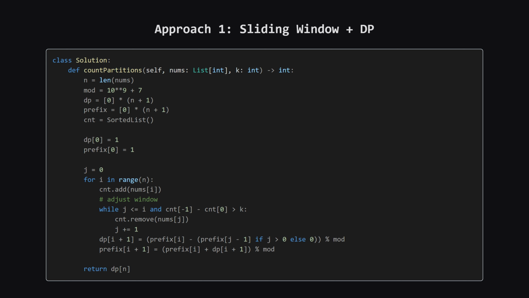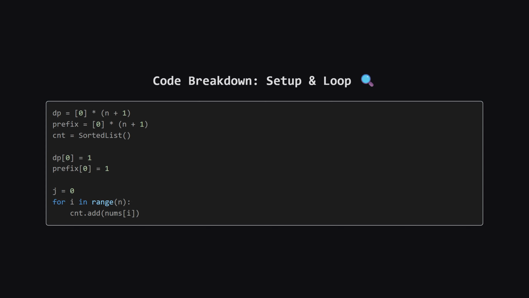Let's break down exactly what's happening inside that loop. First, we initialize our DP array and a prefix sum array. We set the 0th index to 1, representing the base case. There's one way to partition an empty array. Then, we start our main loop, iterating through the array with index i. Inside the loop, we immediately add the current number to our sorted list. This list keeps track of all numbers in our current window.